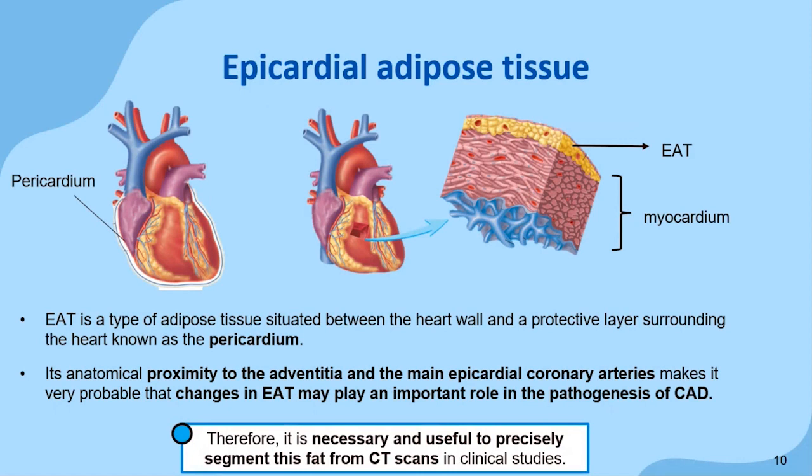So the epicardial adipose tissue is situated between the heart and the pericardium, as you can see from the image. Its proximity to the coronary arteries suggests that an alteration in this tissue could also play an important role in CAD. So it is important to be able to segment this structure.